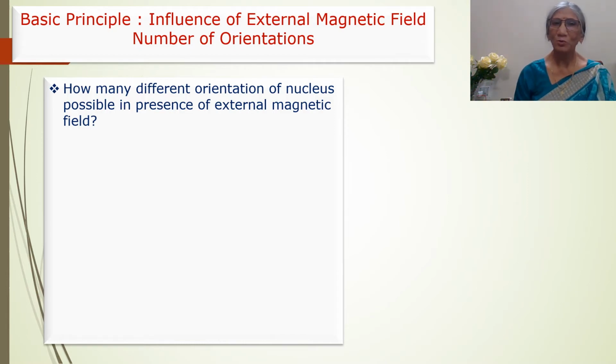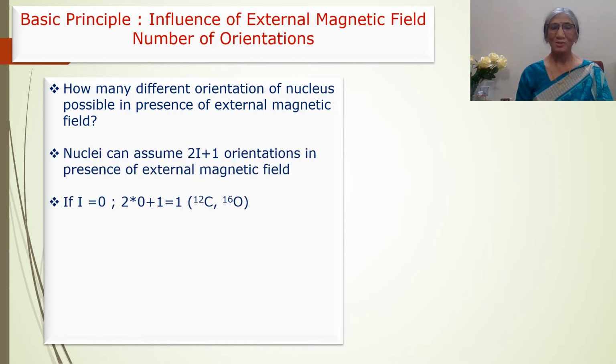A nucleus can have different orientations in the presence of an external magnetic field. The question is how many orientations it can have. The number of orientations depends upon the value of the nuclear spin quantum number. For carbon-12 and oxygen-16, the value of I is 0. Therefore, these two nuclei will have only one orientation in the presence of an external magnetic field.